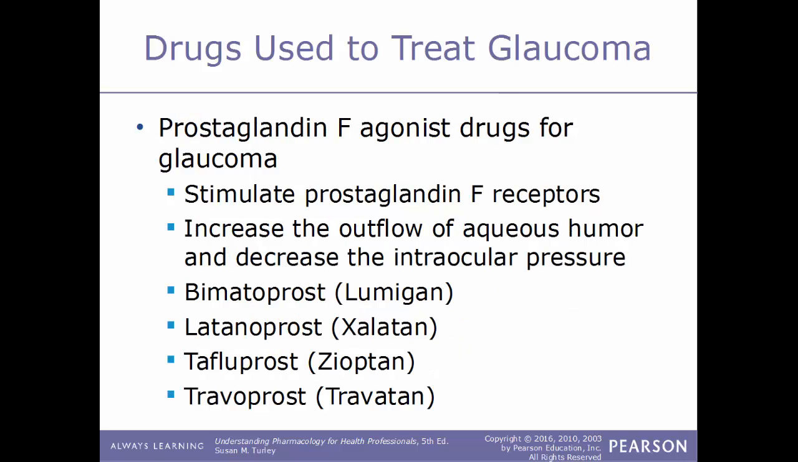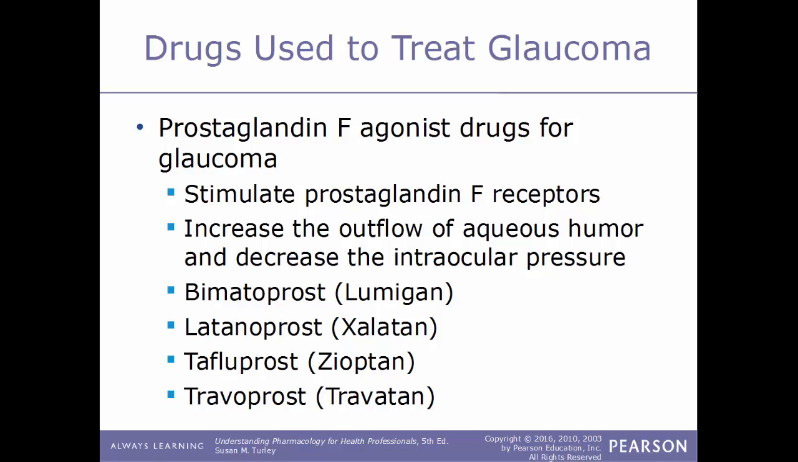In addition to those two classes of drugs, there's another class that will help treat glaucoma. Those are prostaglandin F agonist drugs. And these work to stimulate prostaglandin F receptors. And by doing so, will increase the outflow of aqueous humor. So when you have more aqueous humor leaving the eye, that's going to lower the intraocular pressure.